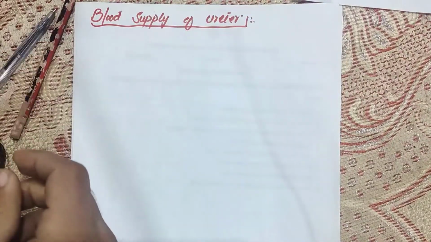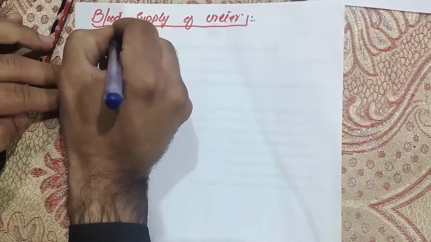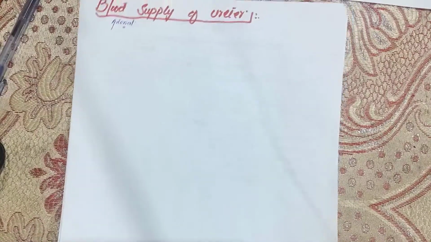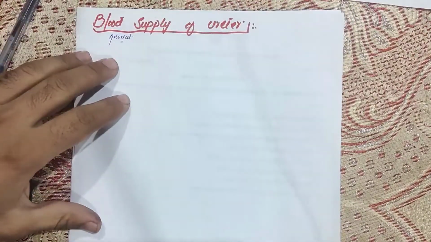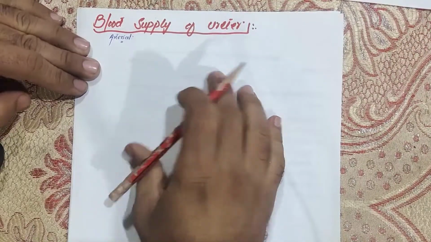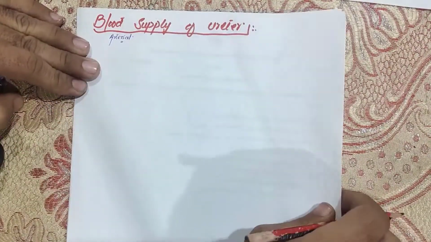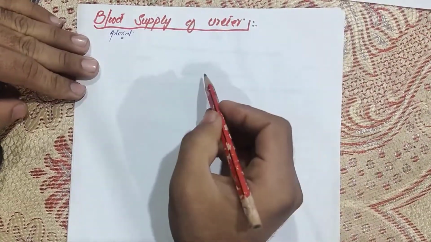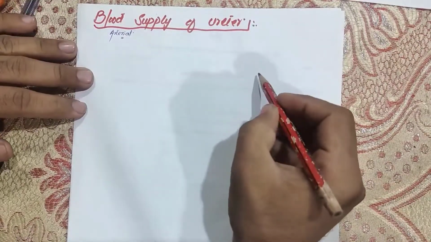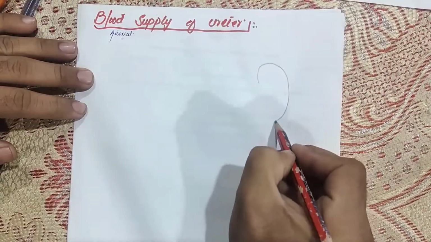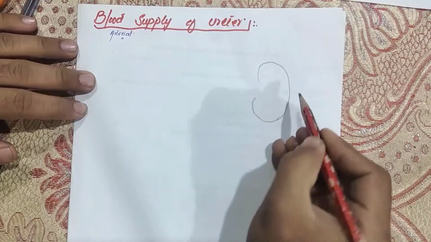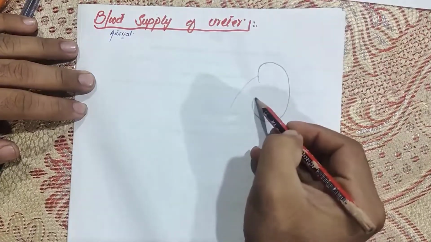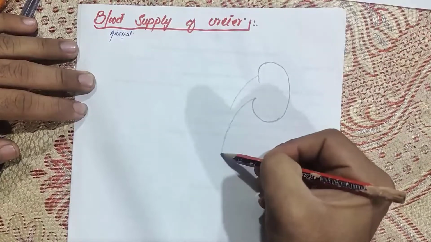Now by blood supply we mean the arterial blood supply, right? For clear understanding of the blood supply of the ureter, I will make a diagram and put all those arteries which supply blood to your ureter. So look carefully, friends. In the diagram we will see many things regarding the blood supply. First of all, there is the kidney, and from your kidney there is the emergence of your ureter. So this is the ureter.